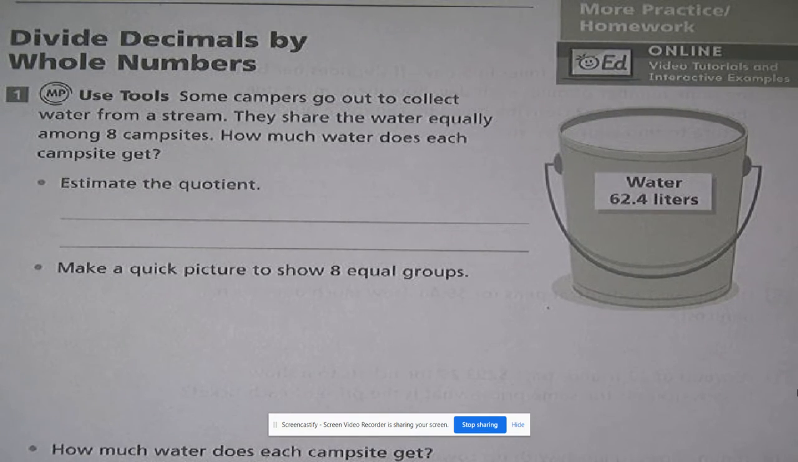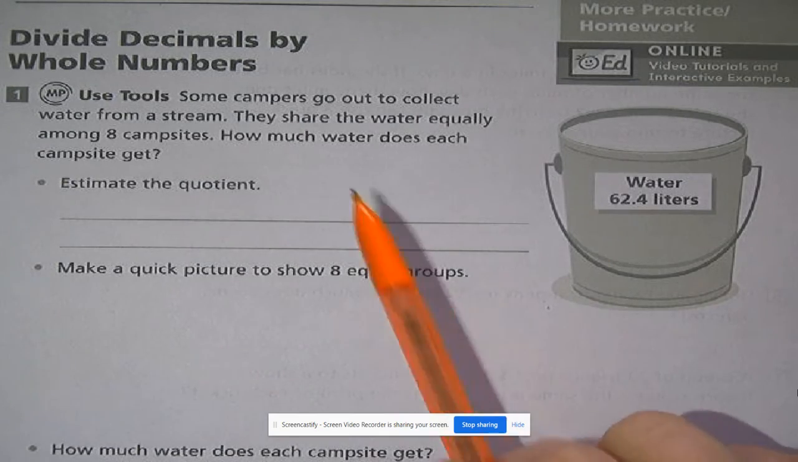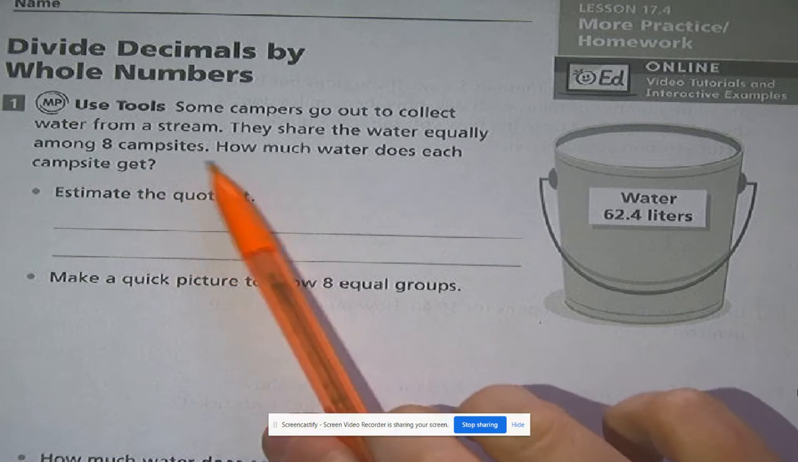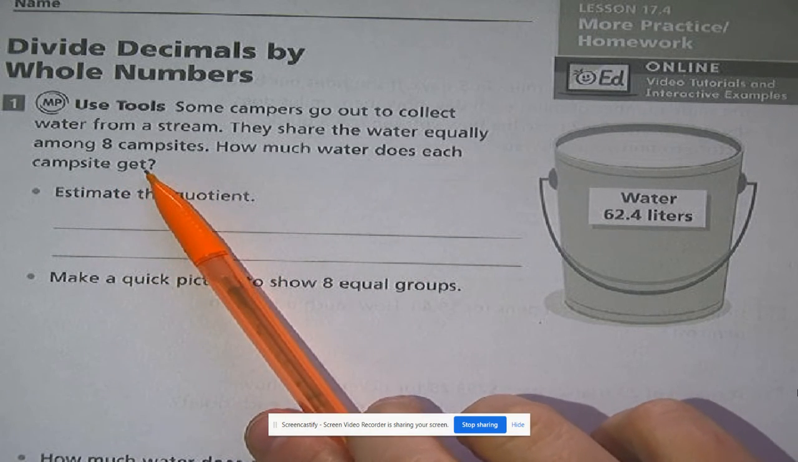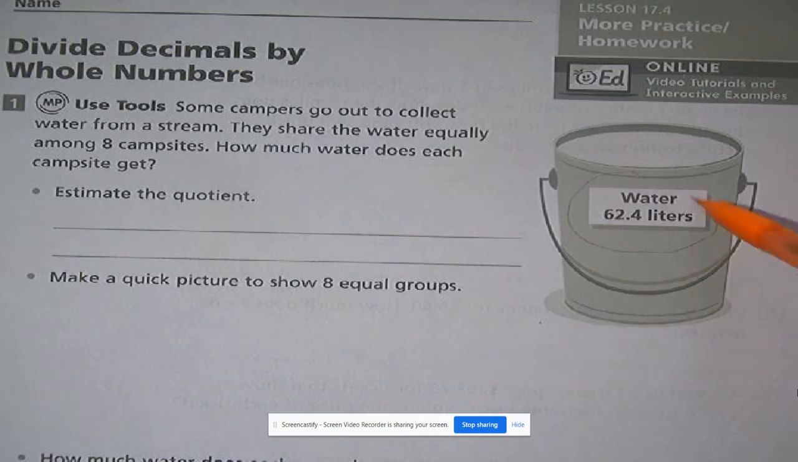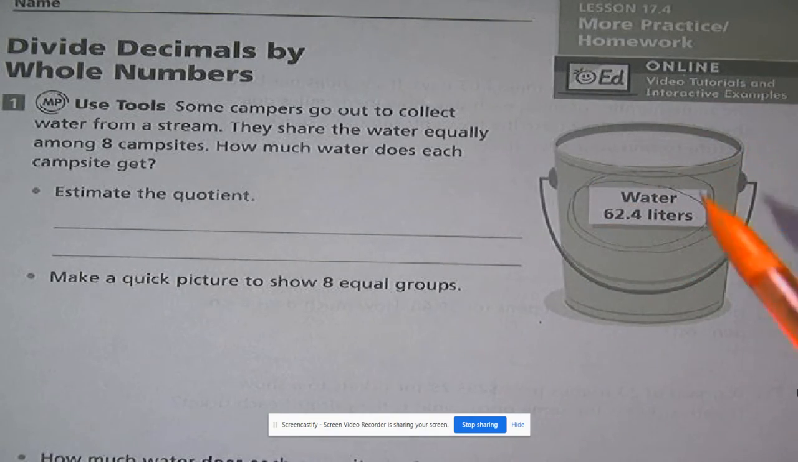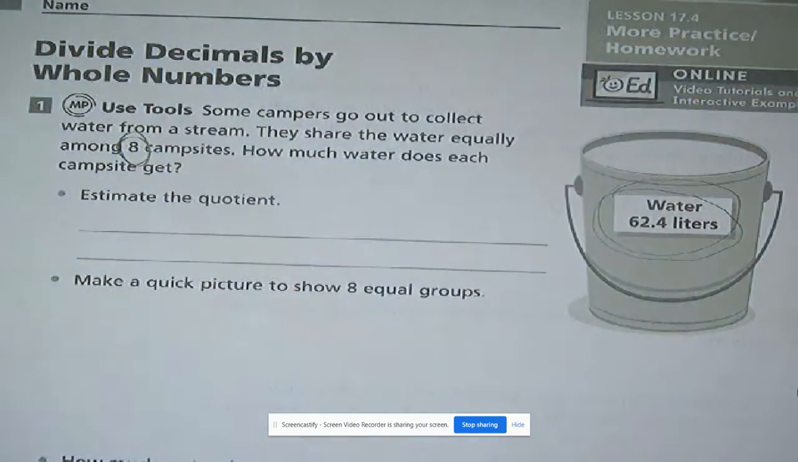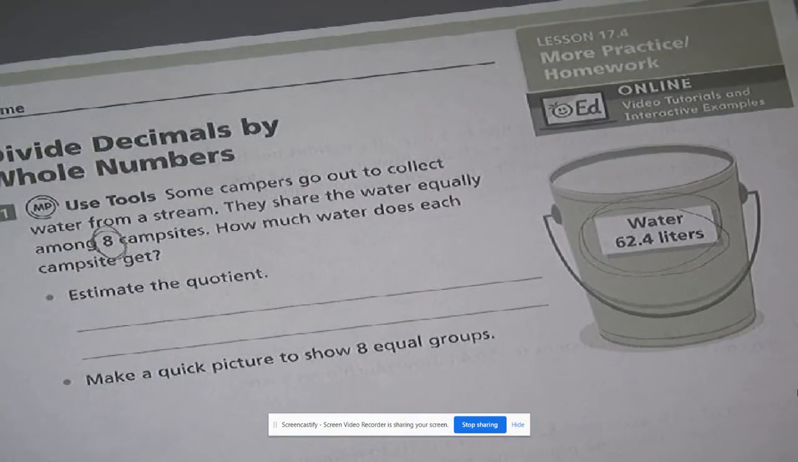Okay, I'm going to show you what this looks like, and then we'll go and see what it looks like on your assignment, okay? So it says some campers go out to collect water from a stream. They share the water equally among 8 campsites. How much water does each campsite get? Okay, so here's our whole 62 4/10 liters, and we want to divide it into 8 groups. So what are we going to do?